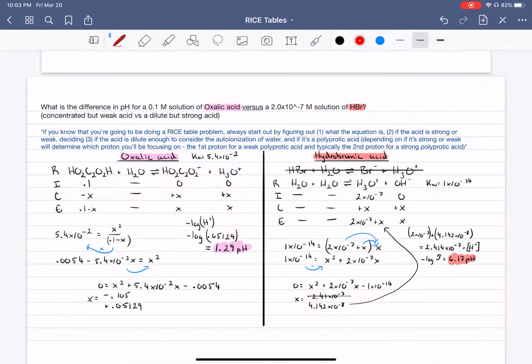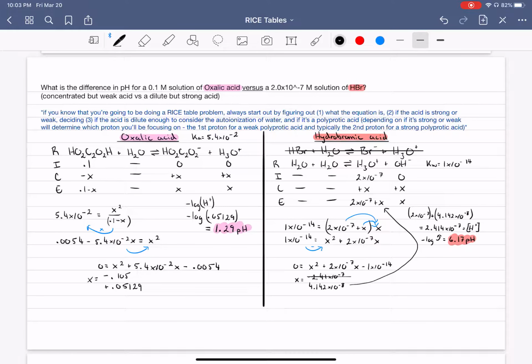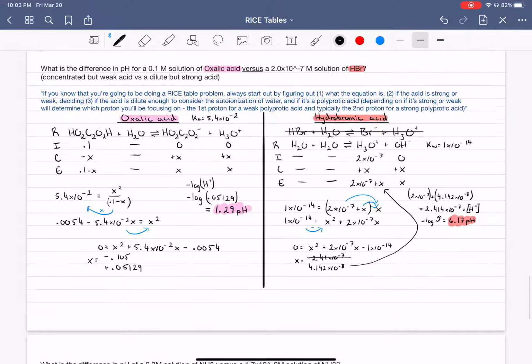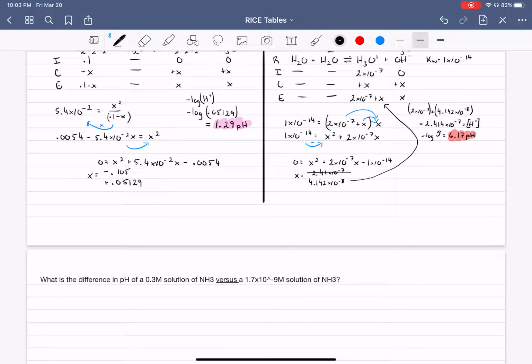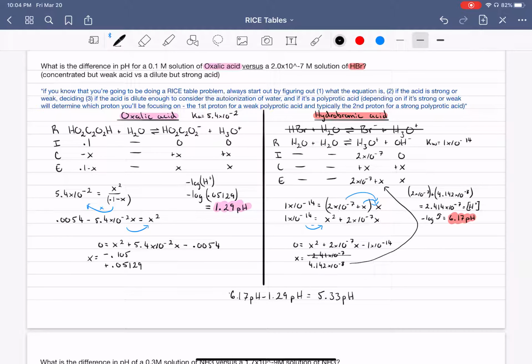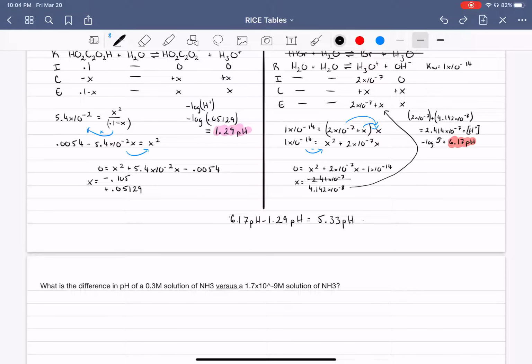Now, in order to answer this question correctly, now this is easy, but I just set it up this way so that you could see two rice table problems. You're just going to find the difference between the pHs. You're just going to take your 6.17 pH minus 1.29 pH, and that should equal 5.33 pH. And then obviously don't forget sig figs, which is actually going to be 1 sig fig. So you'd get about 5 pH difference.